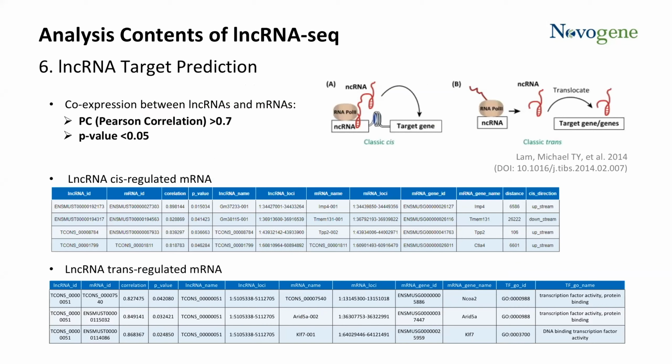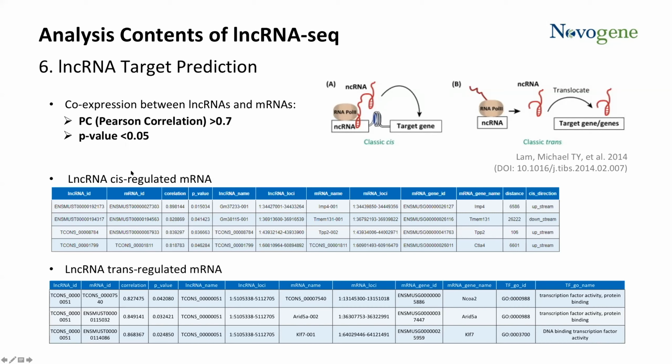So now we have quantified the long non-coding RNA. The next step for us is to predict the target. What are these long non-coding RNA potentially binding and affecting gene expression? To do this, we evaluate potential co-expression between long non-coding RNA and the messenger RNA using Pearson correlation. A positive correlation between a long non-coding RNA and an mRNA is defined as a Pearson correlation greater than 0.7 and a p-value of less than 0.05.